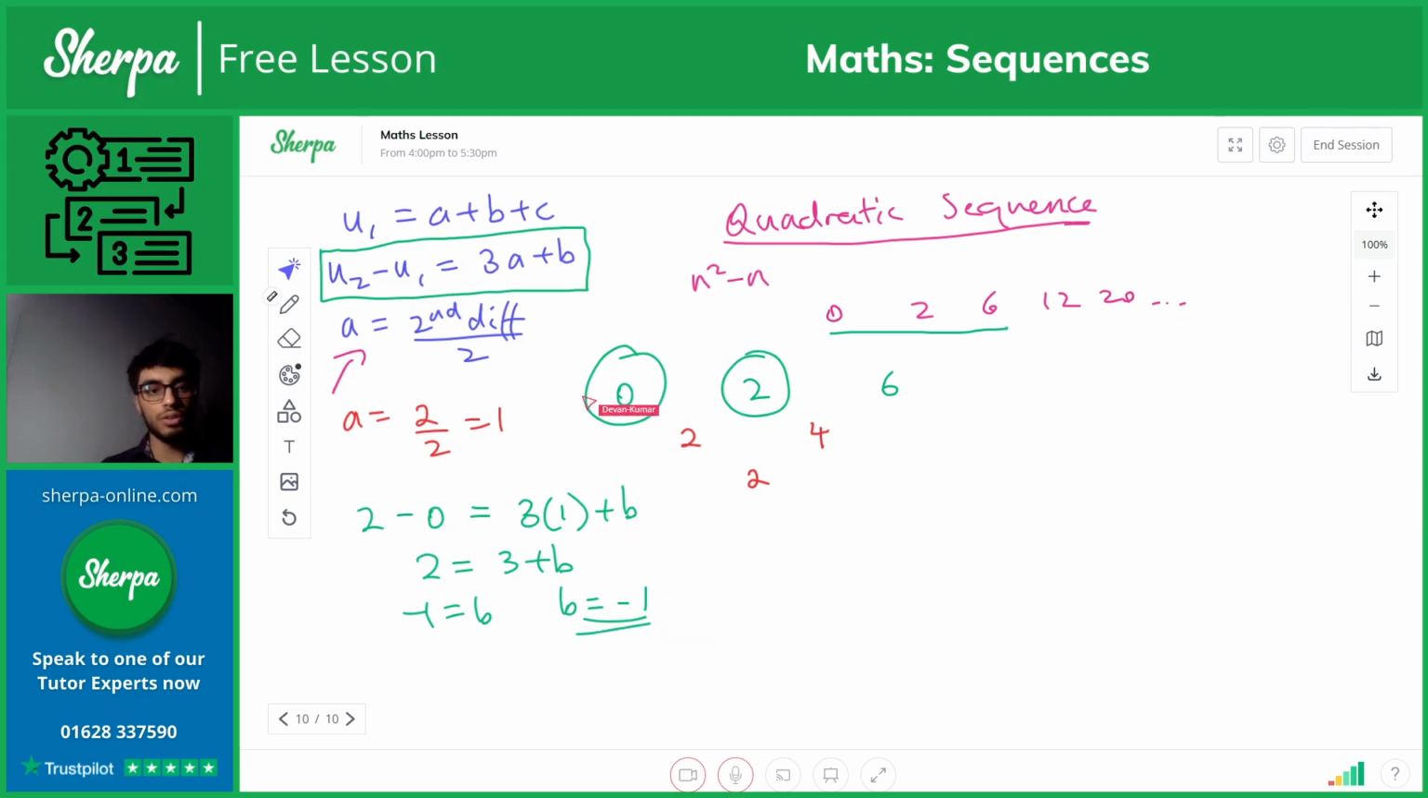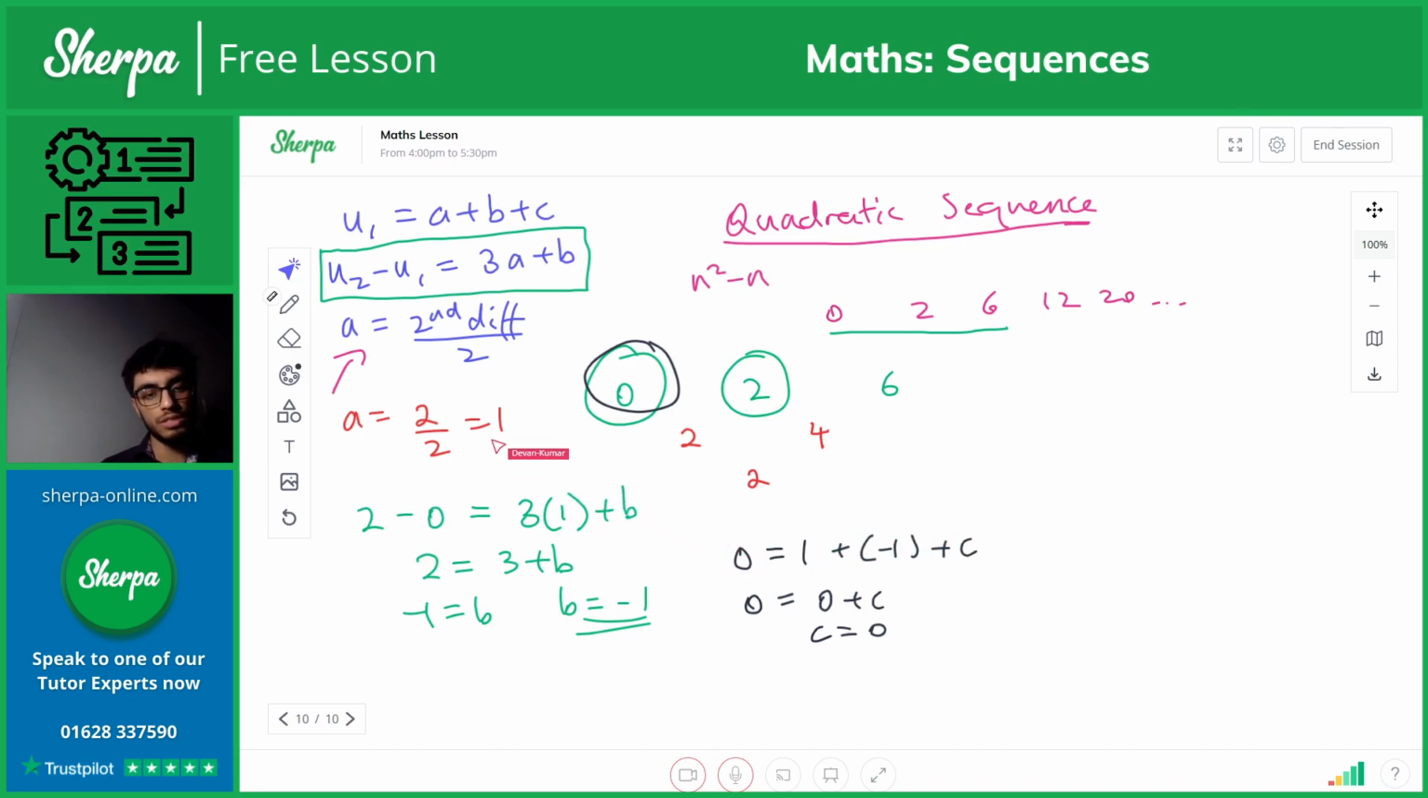And then we've got this final rule, which says the first term is equal to a plus b plus c. This first term is 0. So 0 equals a, which is 1, as we figured out, plus b, which we figured out was minus 1, plus c. 1 minus 1 is 0, so 0 equals 0 plus c. So c must be 0.